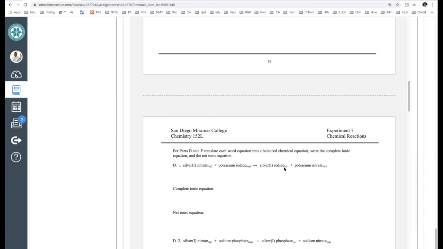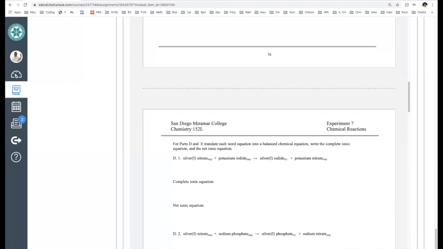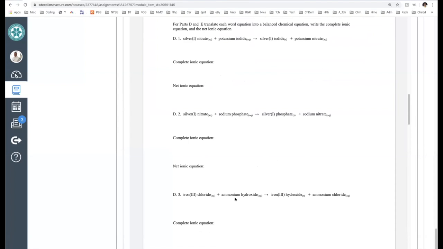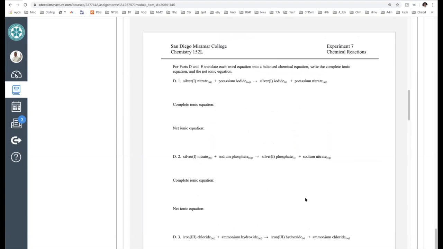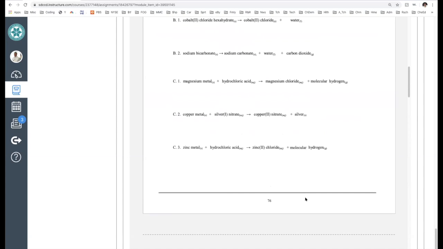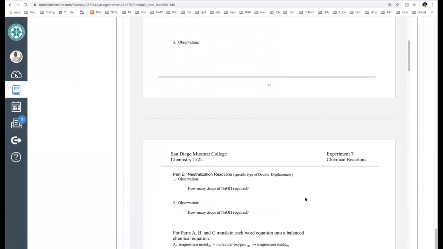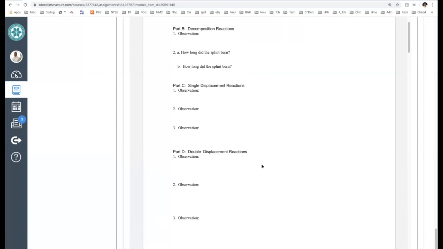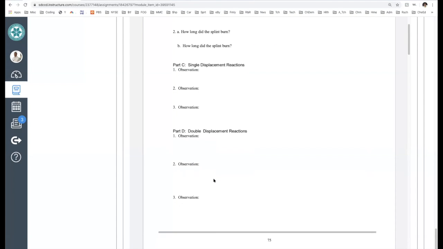Notice that in this reaction, we tell you that the silver iodide is the solid precipitate. The second reaction is silver nitrate with sodium phosphate. Again, you want to write that reaction. The third reaction is iron chloride, ammonium hydroxide, forming iron hydroxide and ammonium chloride. You're going to be writing those equations. Sorry, that's your observations. Write your observations first.